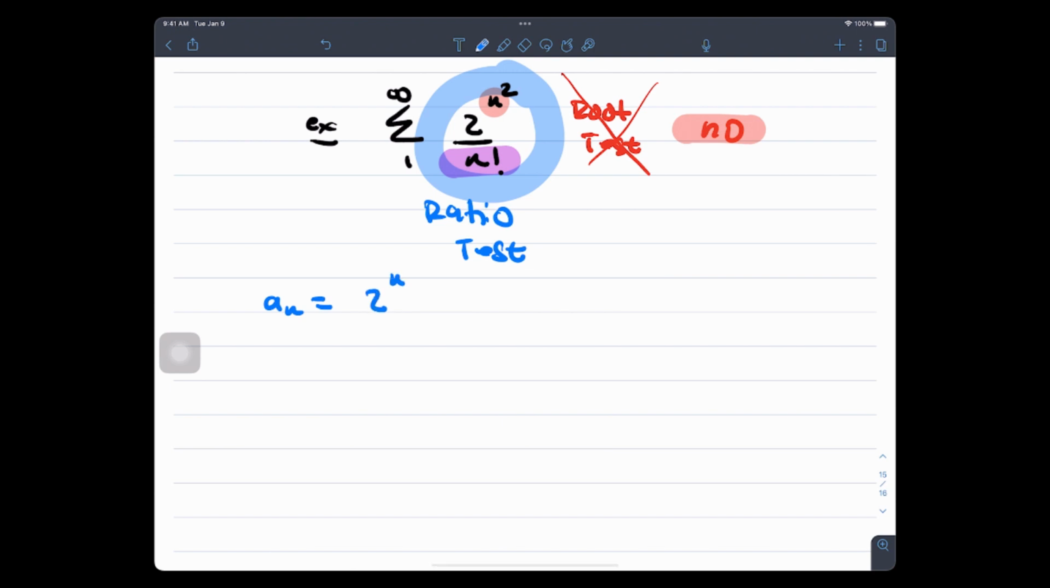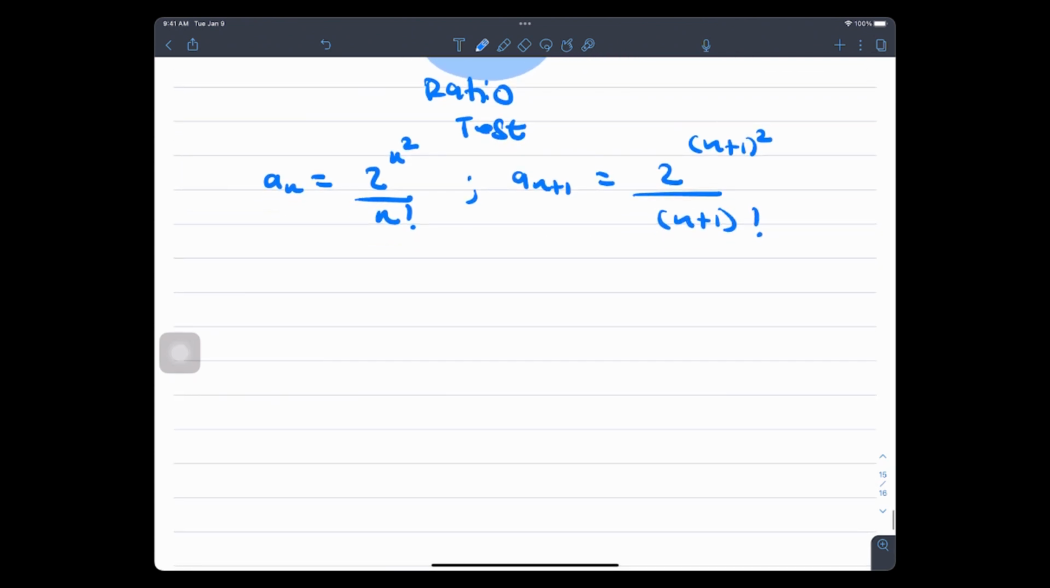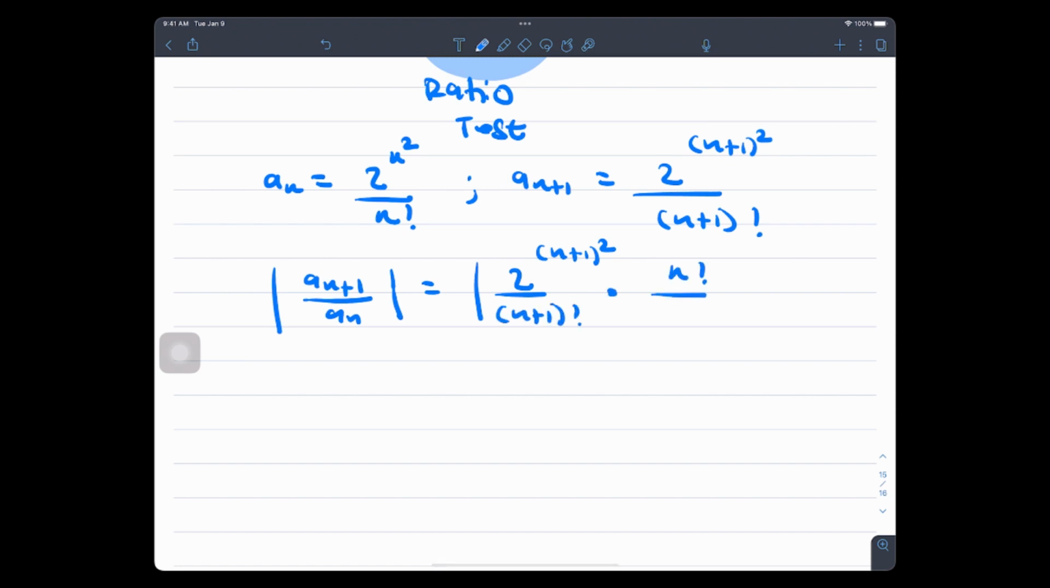And 2 over n squared over n factorial. A n plus 1 will be what? 2 times n plus 1 squared over n plus 1 factorial. We're going to use the ratio test, right? So we need the absolute value of a n plus 1 to a n, which is going to be 2 times n plus 1 squared over, don't forget to do what? Multiply by the reciprocal.